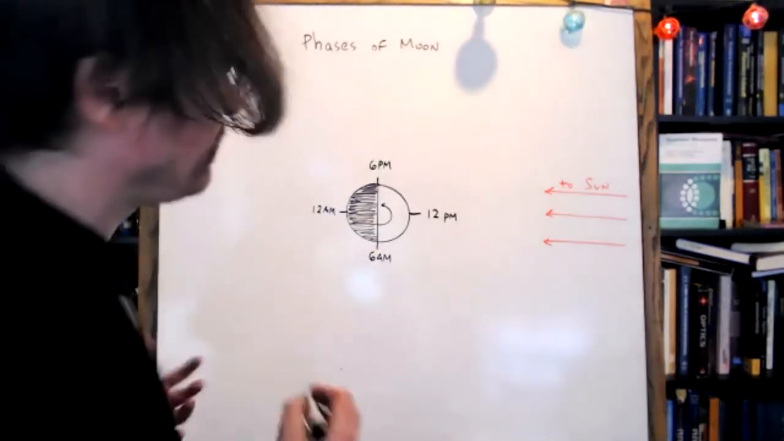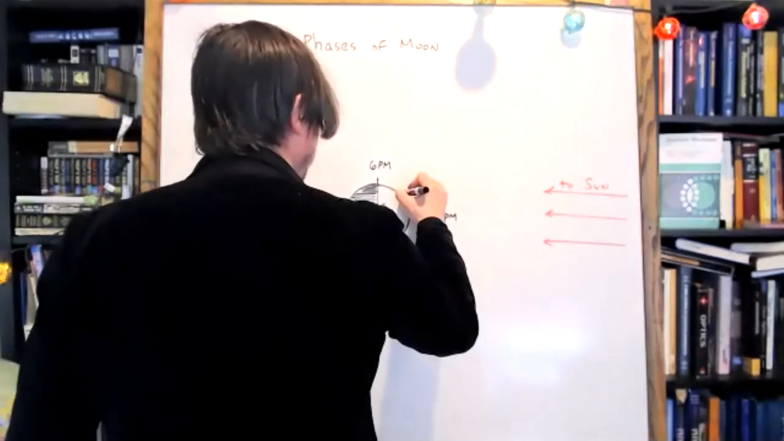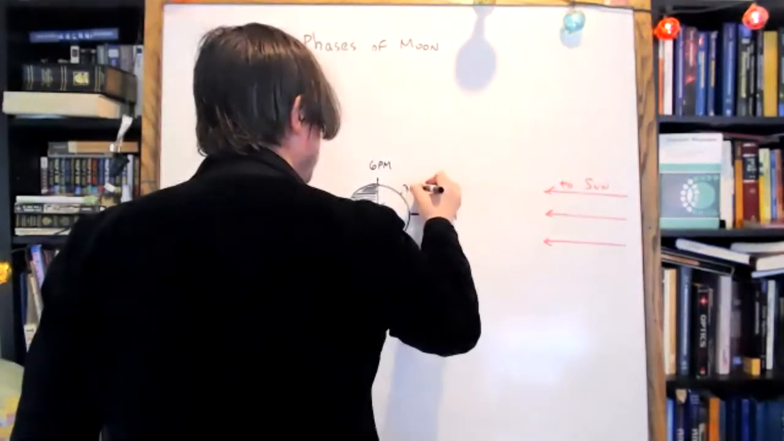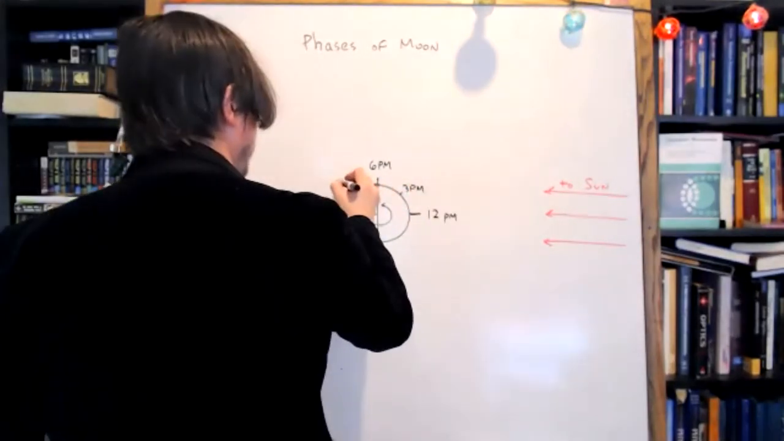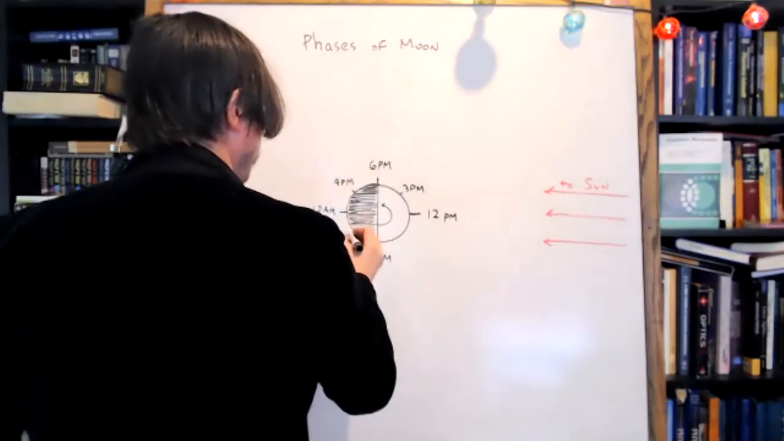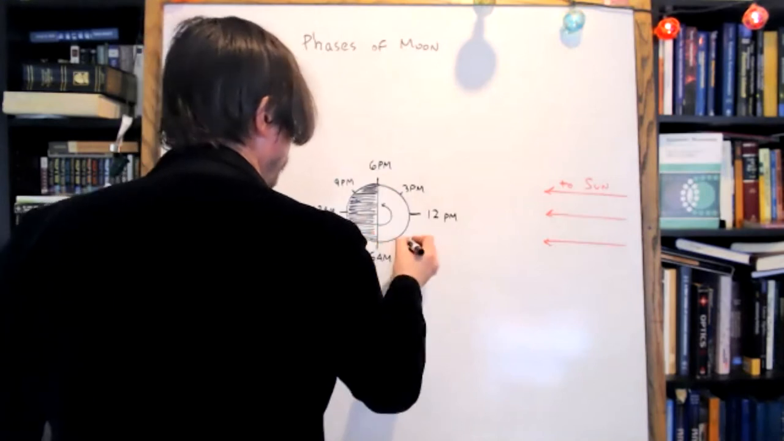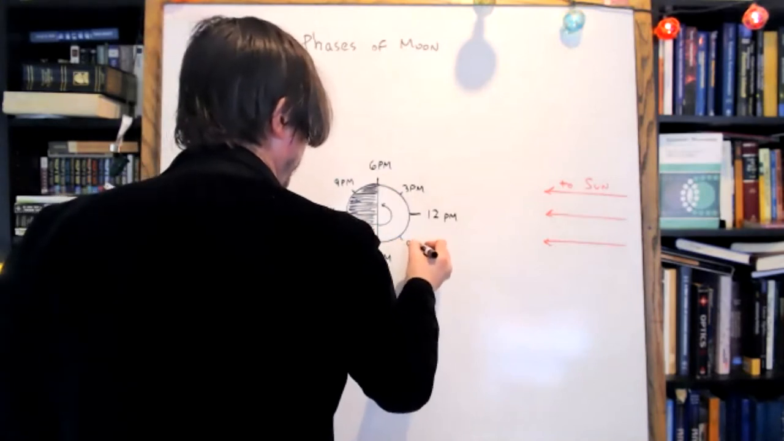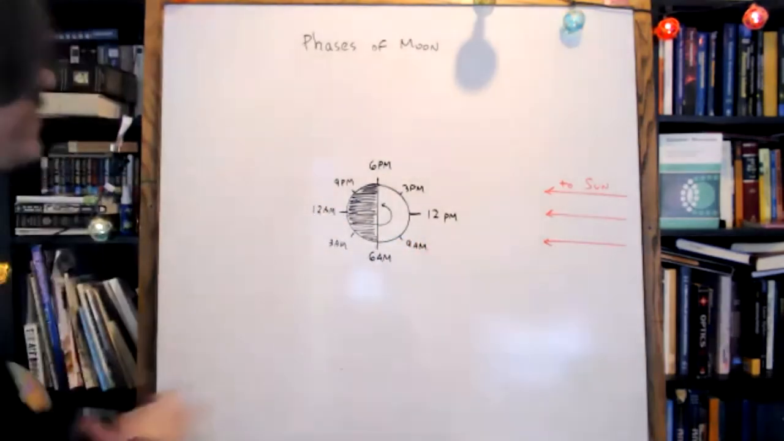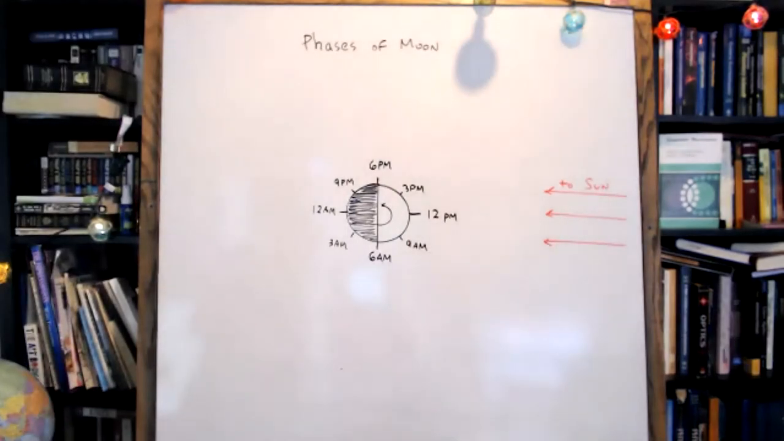I could fill in even more clock times if I wanted to. Let's just go ahead and do that since you guys are learning. This would be 3 p.m. This is 9 p.m. This is 3 a.m. And this is 9 a.m. So the Earth is a big spinning clock.